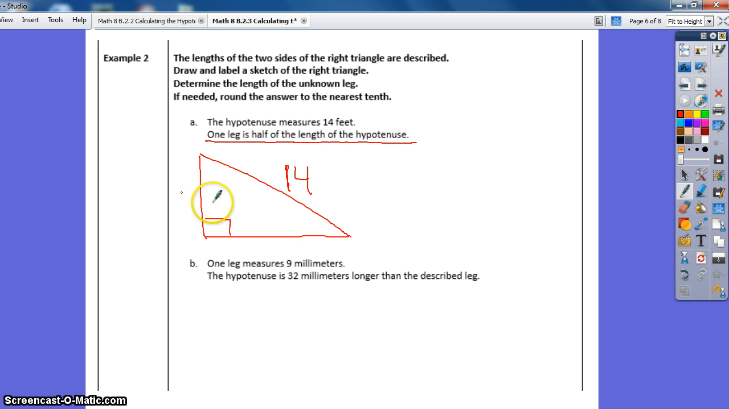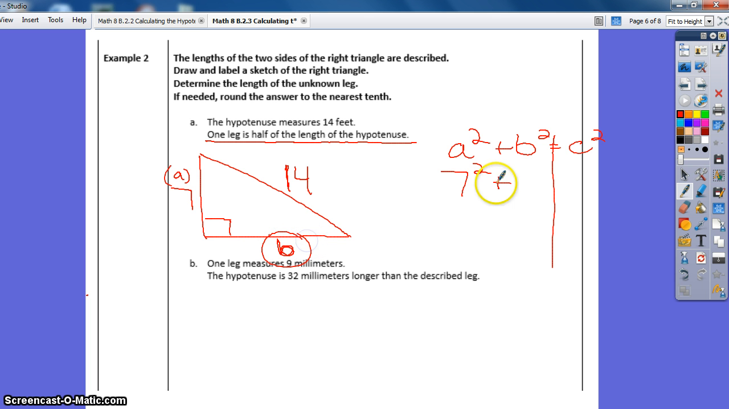So which one do you want to be 7? Doesn't matter. What do you want this to be, A or B then? B. Okay, I hear B. Let's figure the answer out now. A squared plus B squared equals C squared. What do I put in for my A? 7. Good. So 7 squared plus B squared equals, and our C is 14, 14 squared. Do the math, round it to the nearest tenth, see what you come up with.